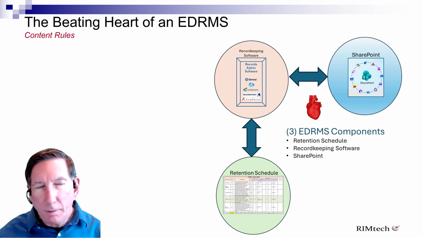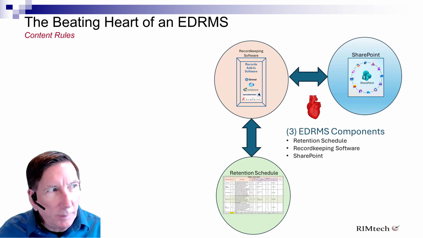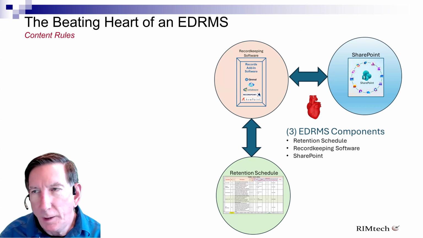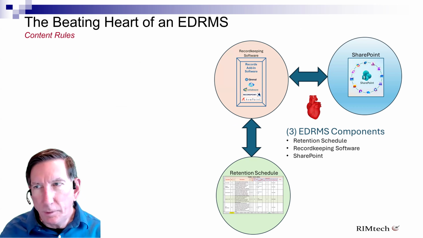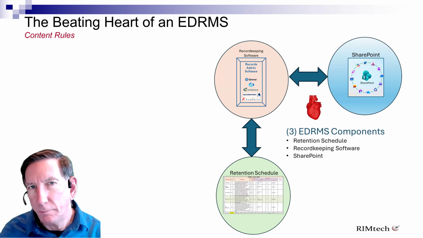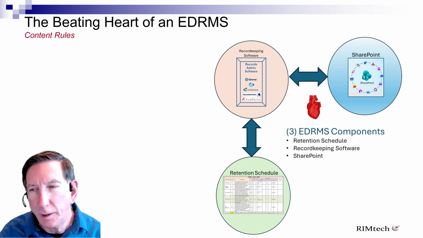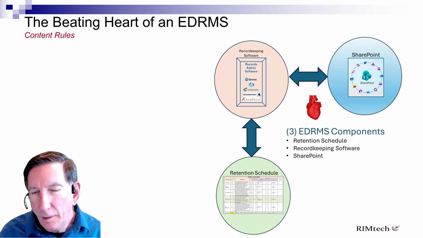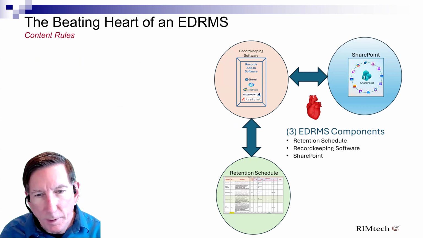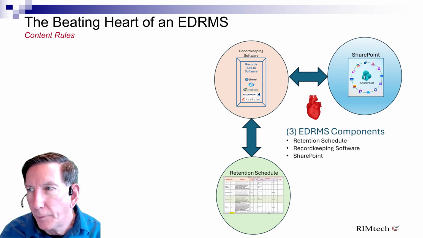Now, there are 3 components we have to bring together for any EDRMS. In the example we're talking about today, we need to bring together the retention schedule, Purview, and SharePoint. Those are the 3 things we're going to have to bring together. Now, I'm assuming you've already got your retention schedule figured out. It is a software-ready retention schedule, and it's already in Purview, okay? If not, again, webinars and training courses on that, okay?